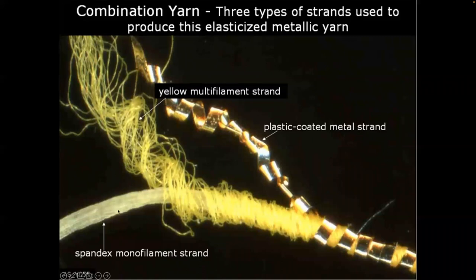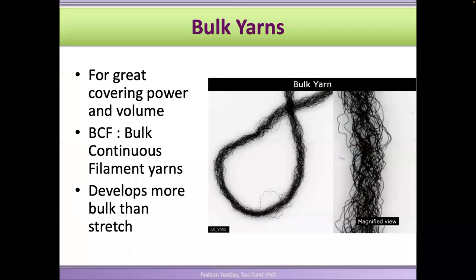This is the spandex core. Polyester is wrapped around it, and then we have a metallic tape yarn over it. So this is called a combination yarn because you're combining different types of yarns together. Bulk yarns are created to make bulky materials. So these are great for blankets, and it also gives it a lot more stretch. So this is a filament yarn that is used to create a bulk yarn. So we call them BCF or bulk continuous filament.